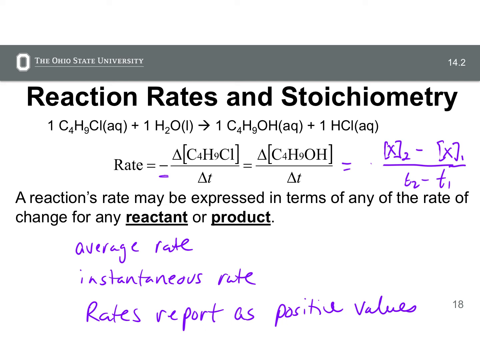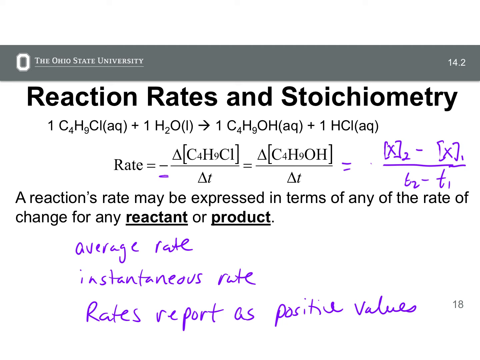So we put a negative sign in for a reactant when the concentration is decreasing. So anytime we have a reactant, we're going to have a negative sign in front of it, right? You notice on this side, this is the concentration of product, and we don't have a negative sign here. We set these equal to each other, and that has to do with the stoichiometry of the reaction. So for every 1 chlorobutane that reacts, we form 1 butanol.